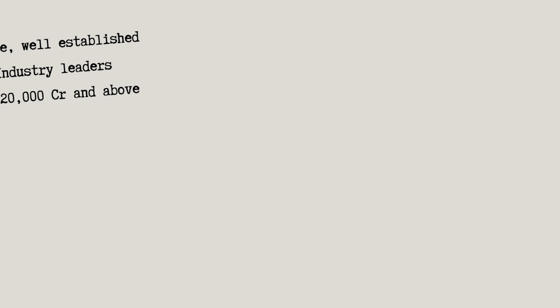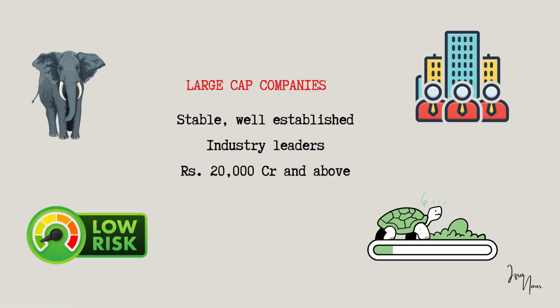Based on market cap, companies are categorized into 3 groups: large cap, mid cap, and small cap. Large cap companies, these are big players in the stock market. They are stable, well established, and often the industry leaders. Examples are Reliance Industries, TCS, and Infosys. In India, companies with a market cap of 20,000 crore or more fall under this category. They are like the elephants of the market, less risky but grow slower compared to the smaller companies.